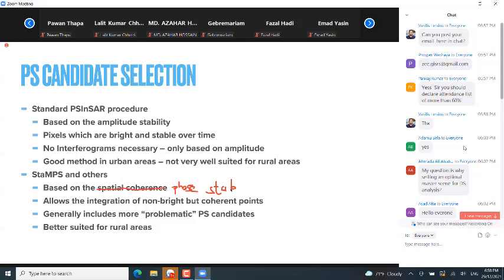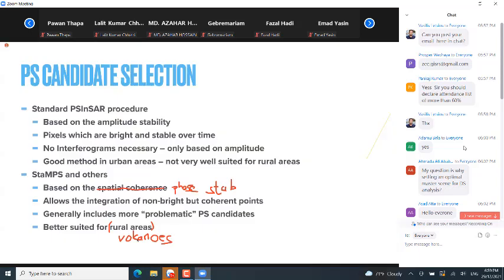And that also can include more problematic PS candidates. It is better suited for rural areas. Again, all right, let's put that here. It is best suited actually for volcanoes. Okay, that would be the best term. I will explain that a bit more later. I hope I wrote that right. There's a C missing. Okay, is that even right? Please excuse me, I'm without a spell checker. I'm lost.